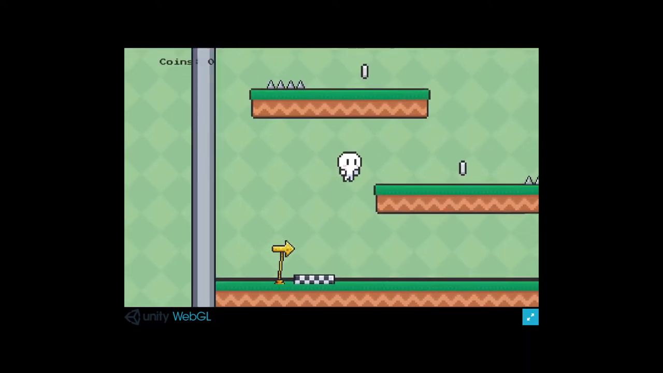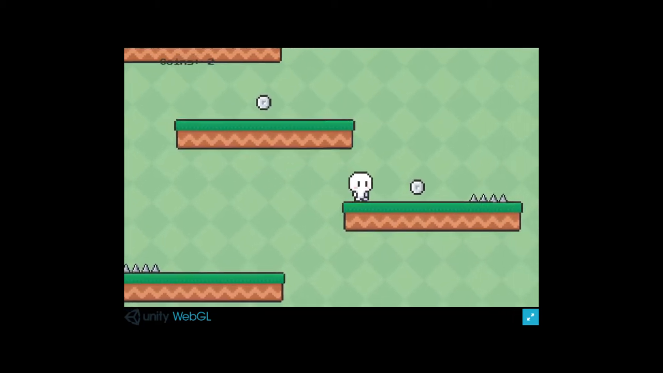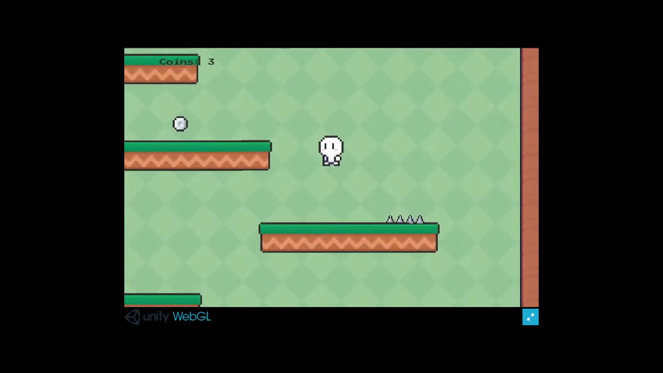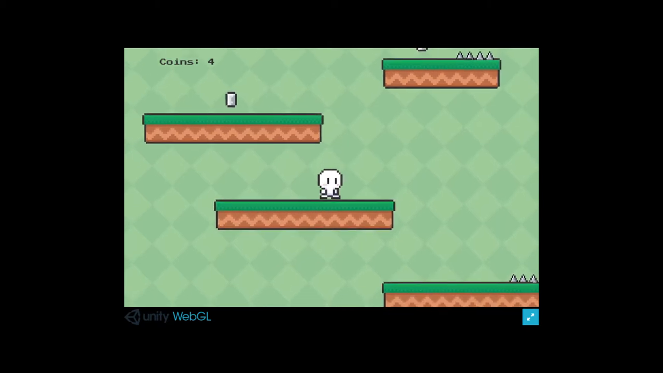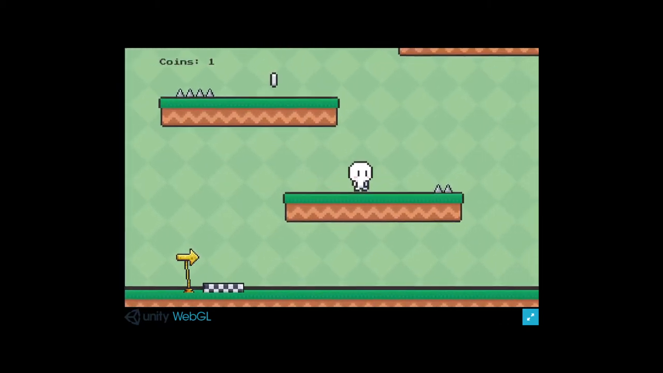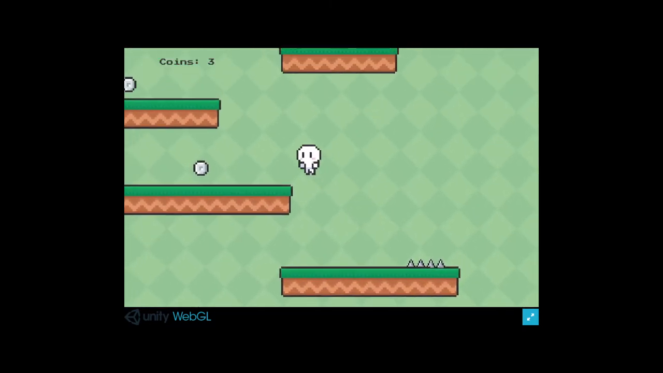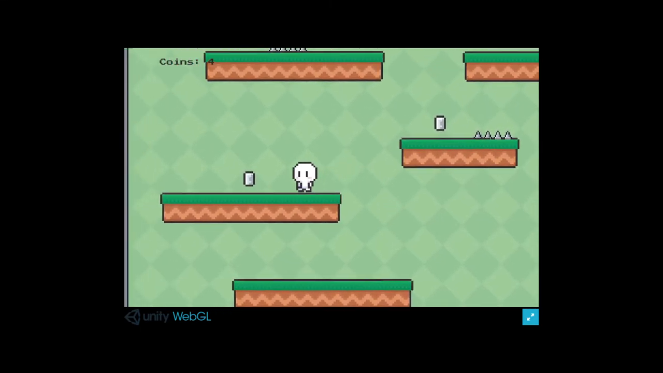So when you press start, you are in the first level of the game, which is quite simple. You just have to collect coins and make sure you avoid hitting the spikes. Because if you hit the spikes, you die, and you'll get reset back to the level. So make sure you collect all the coins, as it gives extra bonus points for the player.